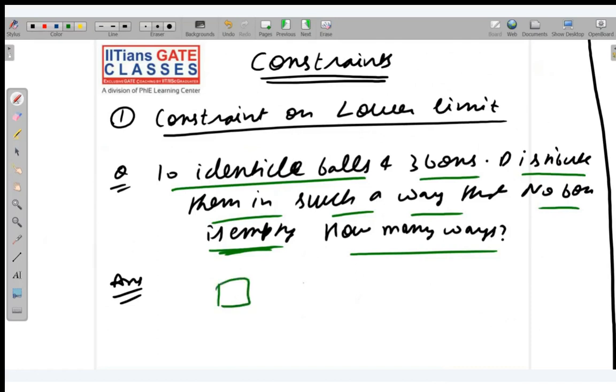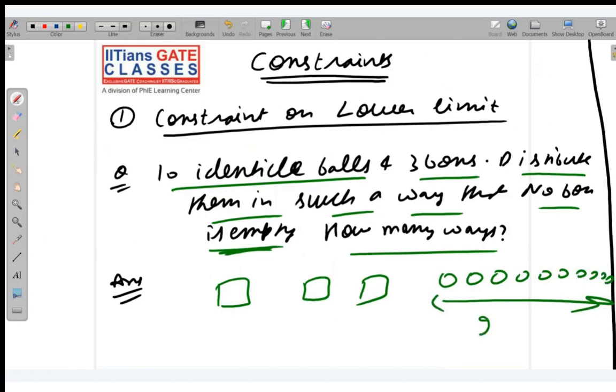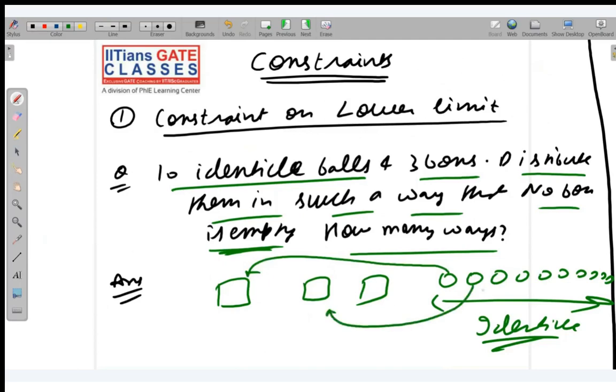The simplest way: this is box number 1, box number 2, box number 3. We have 10 balls, 1, 2, 3, 4, 5, 6, 7, 8, 9, 10. The basic thing is all these balls are identical, so whichever ball you want, you can pick. I will pick this ball and put it here, pick this ball, put it here, pick this ball, put it here. Now each and every box has one ball. So how many balls are remaining? Only 7 balls are remaining.